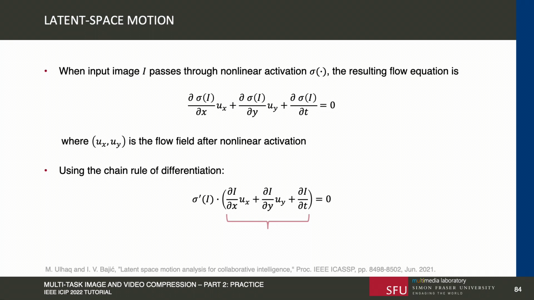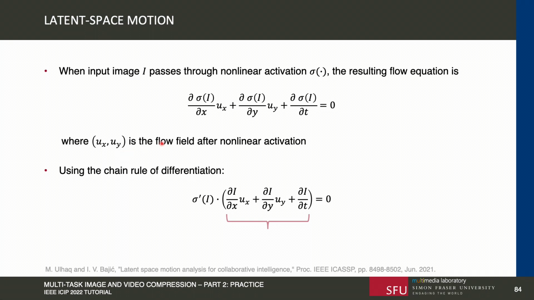Next, let's see what happens after nonlinear activations. So again, we can ask a question: what happens to the input flow as the signal passes through a nonlinear activation? To answer that question, we set up the following equation, where now we use sigma to denote this nonlinear activation. So this is the PDE describing optical flow after the nonlinear activation has been applied to the input, and the new flow field is u sub x, u sub y.